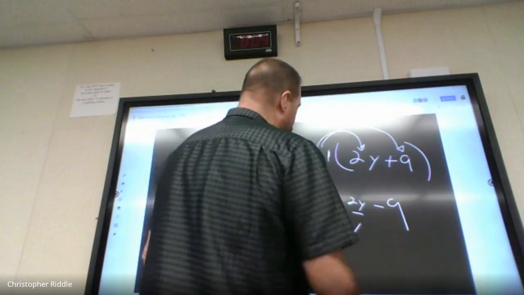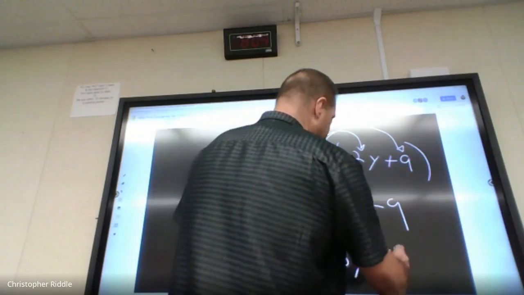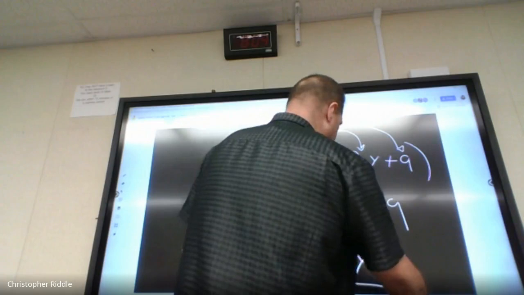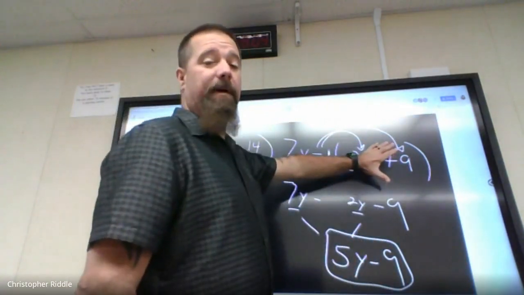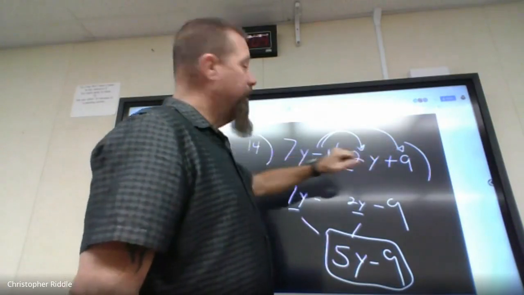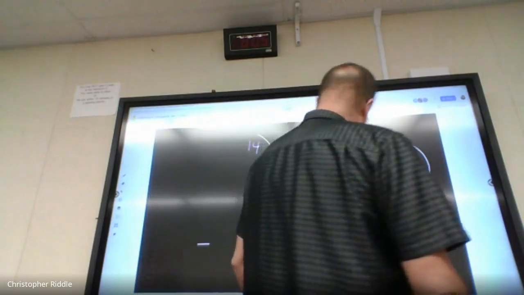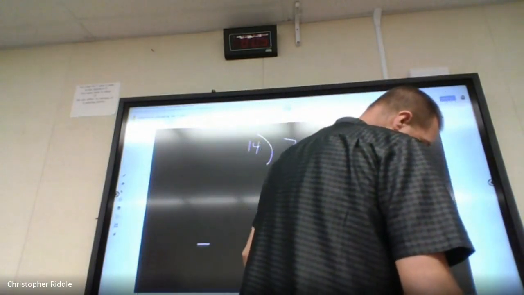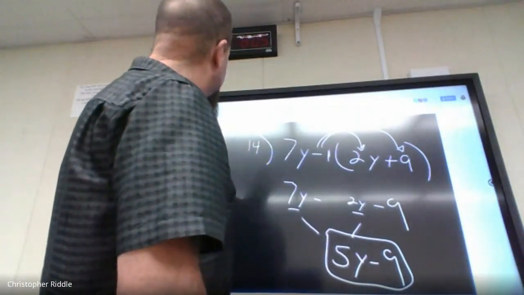What is 7y minus 2y? 7y minus 2y is 5y. So we have 5y minus 9, and that becomes our answer. So it's just an extra step, okay? We clear our parentheses, we find our inverse, and then we combine like terms, and it gives us our answer, 5y minus 9. We're going to do some more, don't worry. Yeah, that's right. So let's do some practice on these, okay?